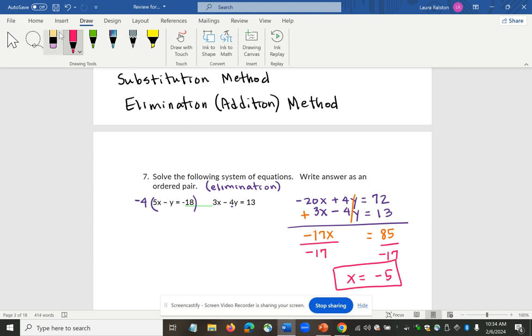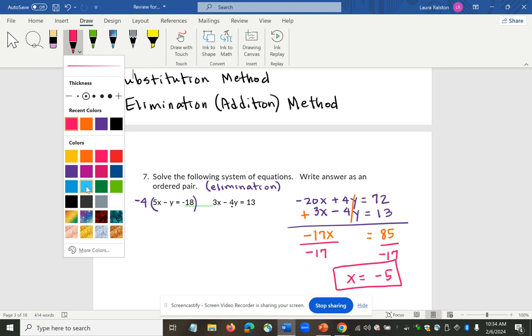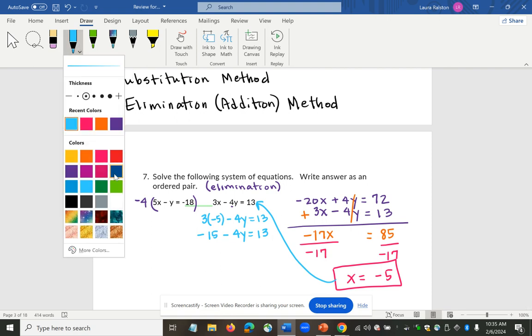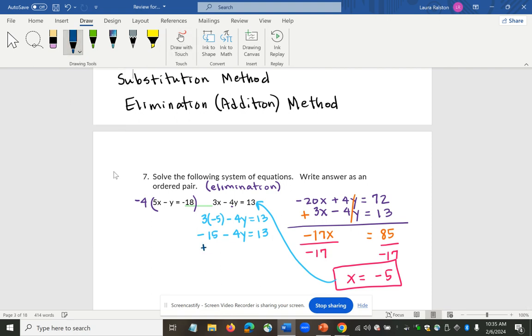To find the y value, I need to substitute back into one of the original equations. It really doesn't matter which one. I'm going to go back up here to this one. So I would have 3 times negative 5 minus 4y equals 13. Okay, I'm going to do the math. 3 times negative 5 is negative 15 minus 4y equals 13. Then I'm trying to solve for y, so I'm going to add 15 to either side.